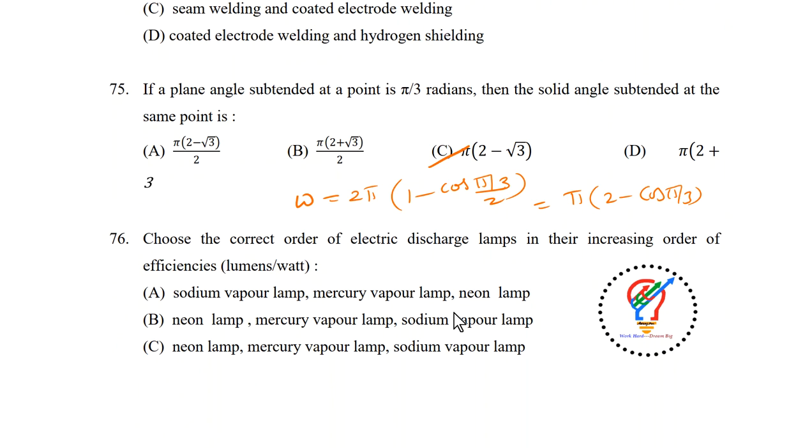Next one. Choose the correct order of electric discharge lamps in their increasing order of the efficiencies. Okay, so I'll write this. For the neon lamp the efficiency will be 10 to 30 lumens per watt, and for the mercury vapor lamp it is going to be 35 to 65 lumens per watt, and for sodium vapor lamps it's going to be 50 to 150. So here it's 10 to 30, and 35 to 65, and from 50 to 150. So answer will be C here.